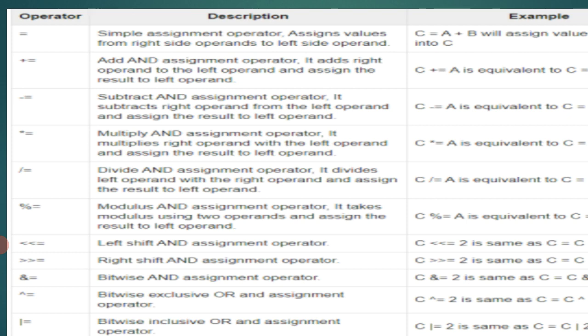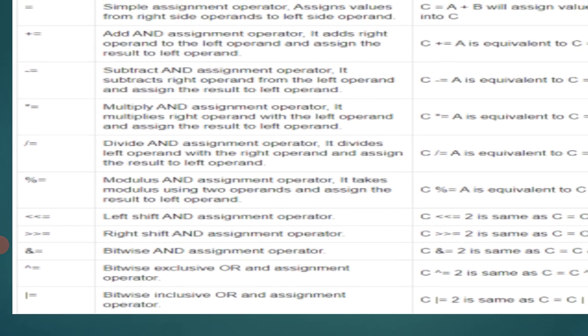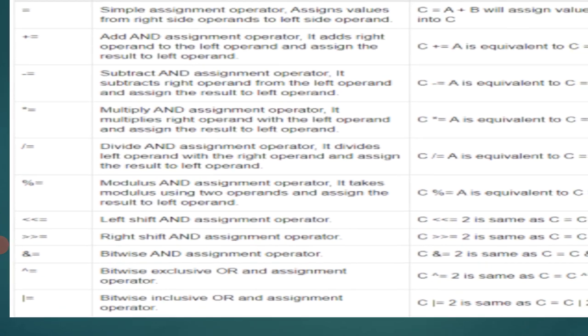Next is ampersand is equals to. We call this operator the bitwise and assignment operator. In the next category we will study bitwise operators, so it will be clear to you what a bitwise operator is. Ampersand is a bitwise operator and is equals to is the assignment operator, so this operator is the bitwise and assignment operator. Next is the bitwise exclusive OR and assignment operator. The symbol given in the second last position is bitwise OR, and the last symbol is the inclusive OR operator.